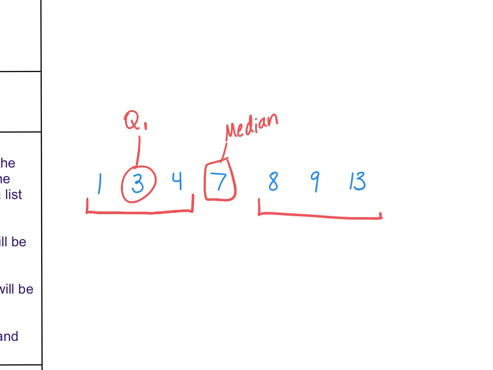What would be the middle of the upper side of my data? 9. Okay, we would call this Q3. Okay, some textbooks, some stats classes are also going to abbreviate your median as Q2, which makes sense because it's between Q1 and Q3. Okay, just know if you see Q2, that's the same thing as the median. Okay, are you okay with that?